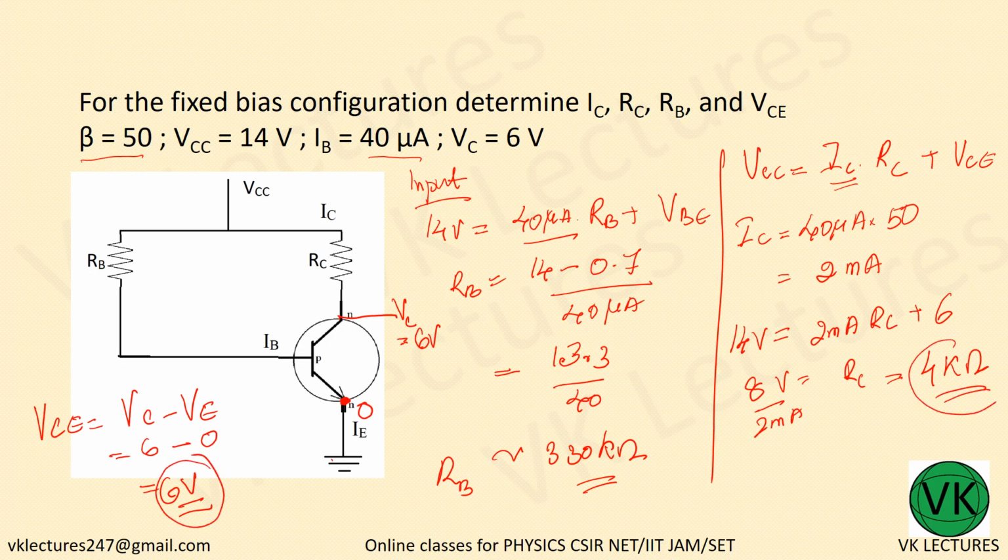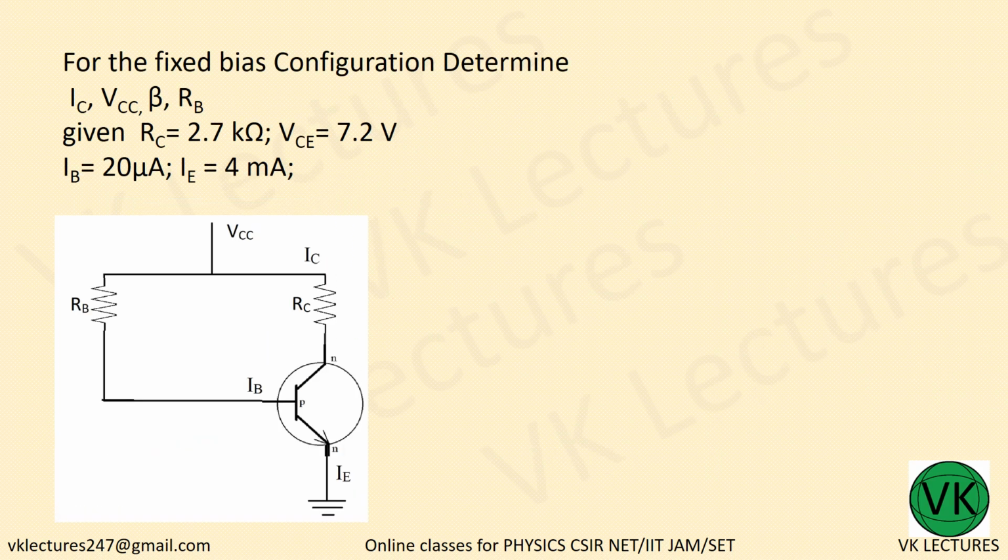6 volt, 4 kilo ohm, RB value, IC, all the 4 unknowns. So IC is equal to IE minus IB.